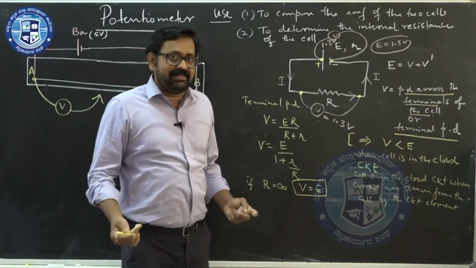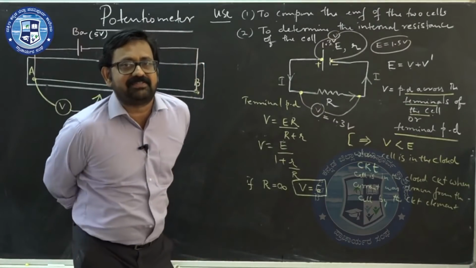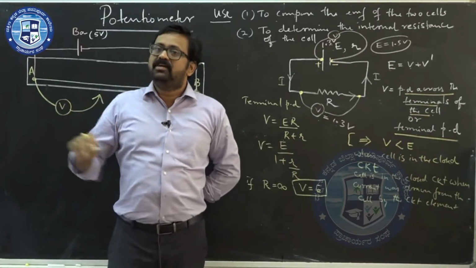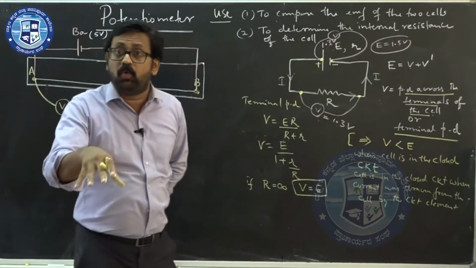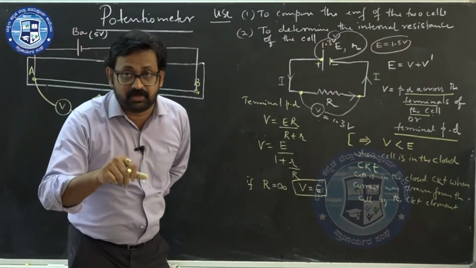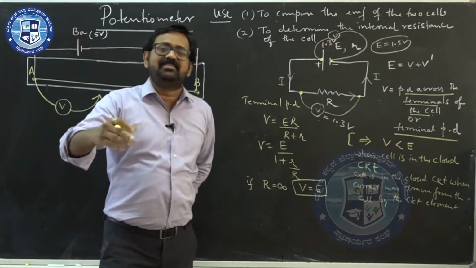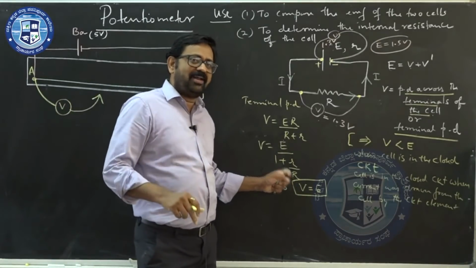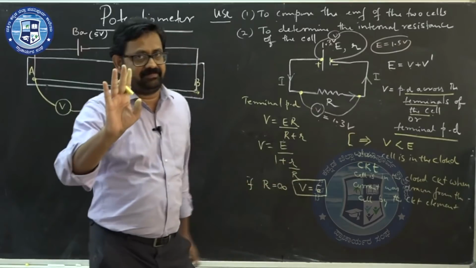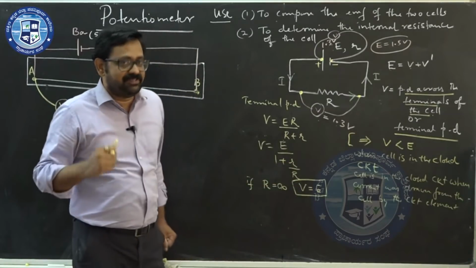But in reality, in practice, each and every cell has some internal resistance. There is no cell without any internal resistance. The internal resistance may be a very low value, but it is not 0 in reality. Only in the numericals, if they say that there is a cell of negligible internal resistance, you can ignore small r and you can take V is equal to E. That is in the problem. But practically speaking, small r will never be 0.